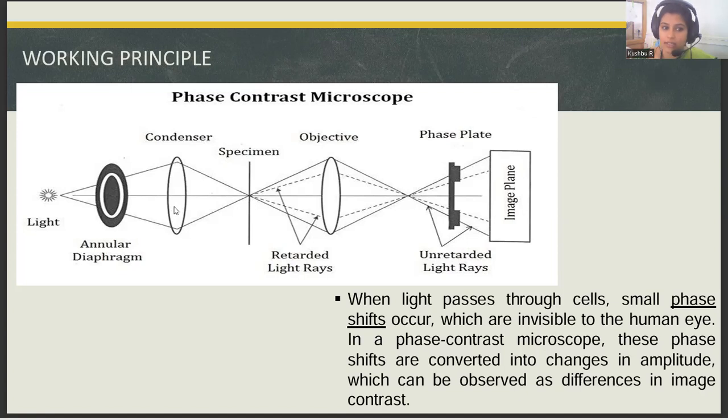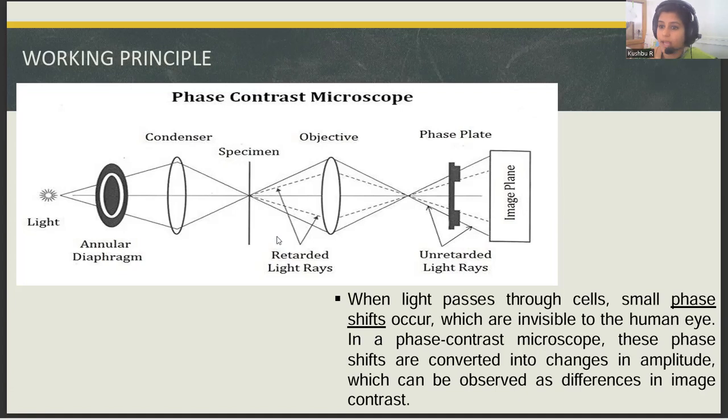This condenser has no ability to control the intensity of the light, but just narrows down all the light that is coming from the annular diaphragm towards the specimen so that no light is wasted. After this is the specimen. When the light passes through the specimen, two types of light are produced. That is, the light wavelength or the pathway is distinguished. The light gets differentiated as retarded light ray and unretarded light ray.